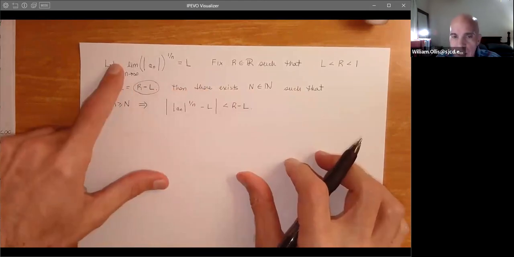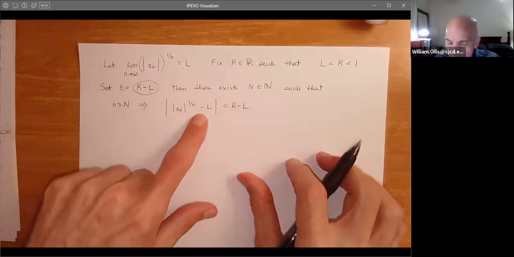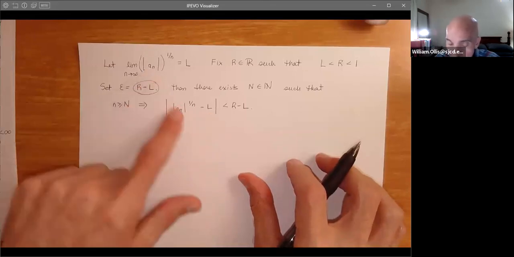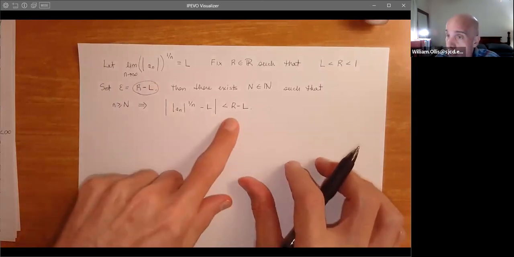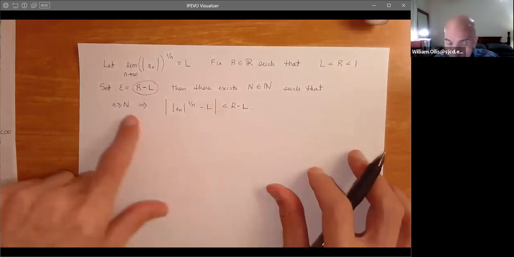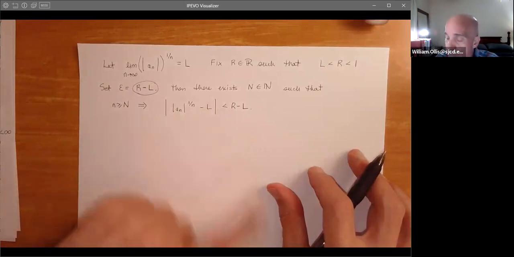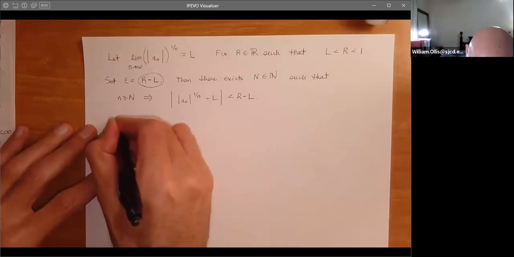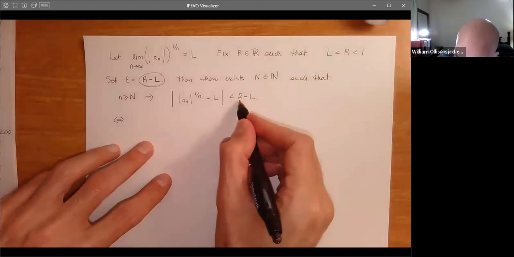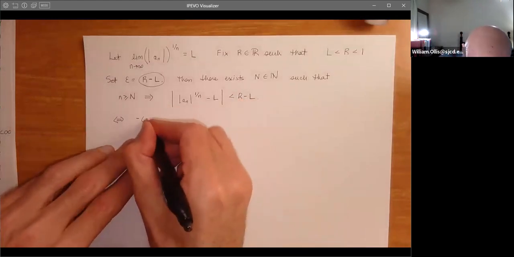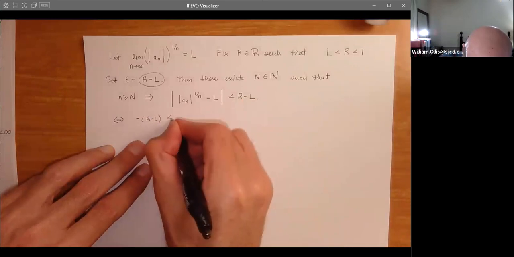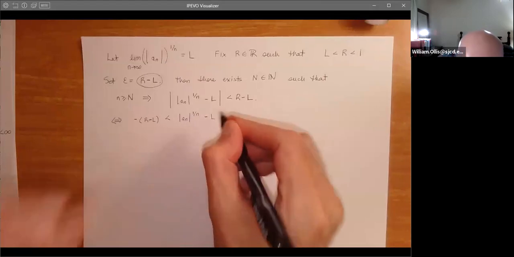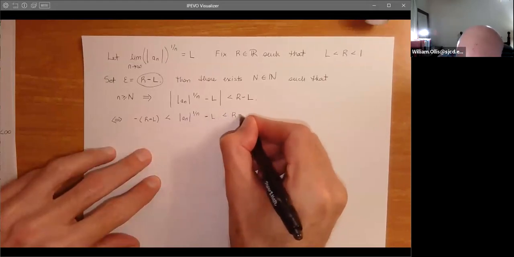So if we have the existence of a limit, then that means that for every epsilon, we can actually make the limit and the nth term close together within epsilon. Okay, that's just the definition. We have to go far enough out in the sequence so that we can write this. And that's the key. Now, what does this mean? Well, we just unravel this because that's all we know how to do. So this is a conjunction. So we have the negative of R minus L is less than the absolute value of a_n to the nth root minus L is less than R minus L.